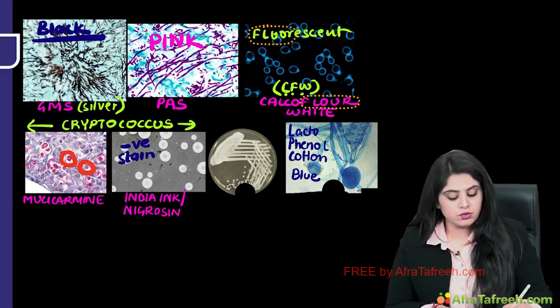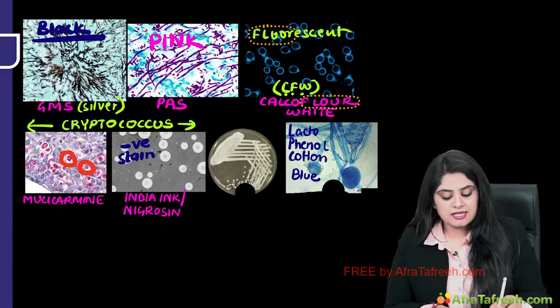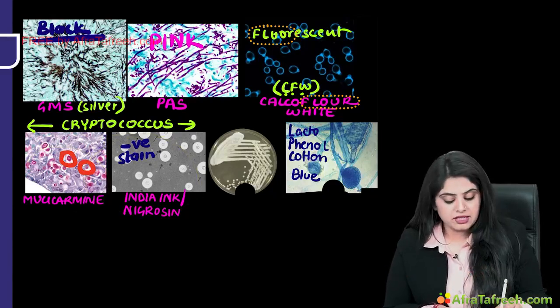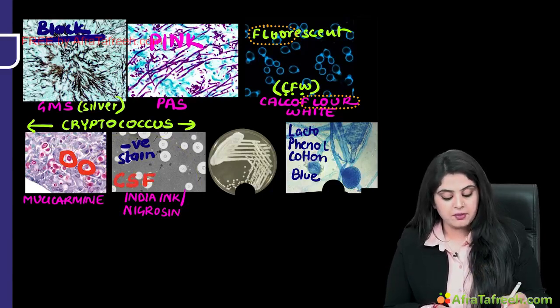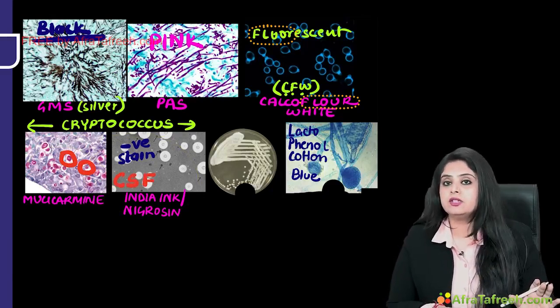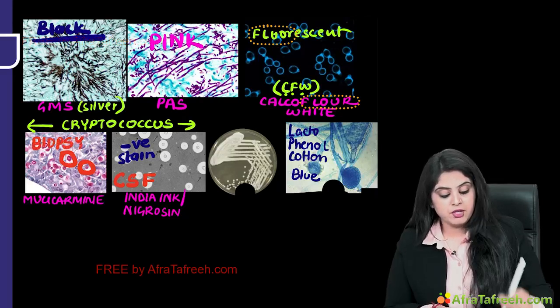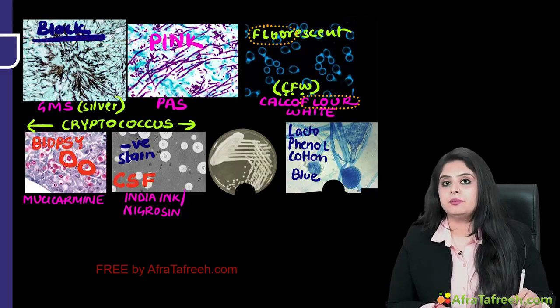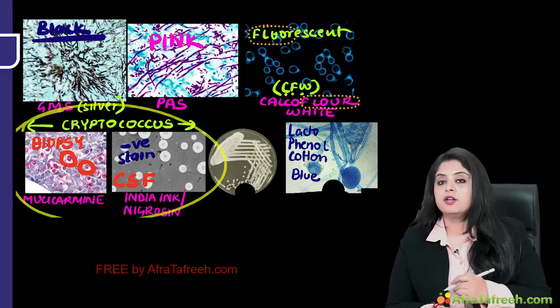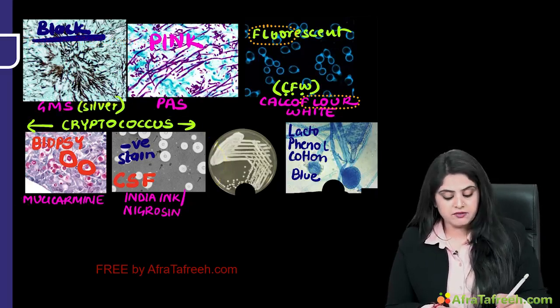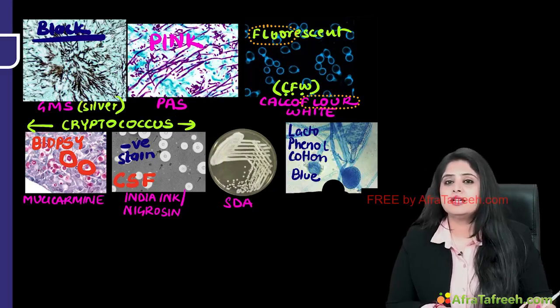How do I know which one to use? I hope you all remember that for this India ink or negative stain, whenever you have a CSF sample, you are going to take the India ink or the nigrosin stain. But whenever you have a brain biopsy sample, you are going to go in for mucicarmine. So these are the two that you have for Cryptococcus. What is the culture media that we use? The culture media that we have is the SDA, Sabouraud's dextrose agar, done.